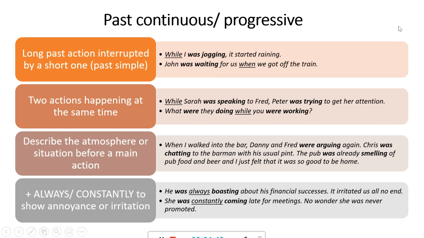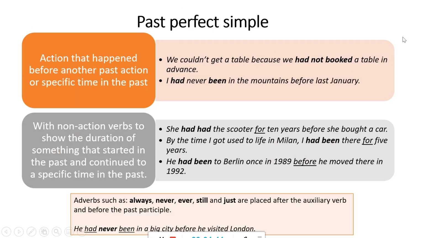All right, moving on, we're going to talk about past perfect simple. We use past perfect simple first of all to talk about an action that happened before another past action or before a specific time in the past.